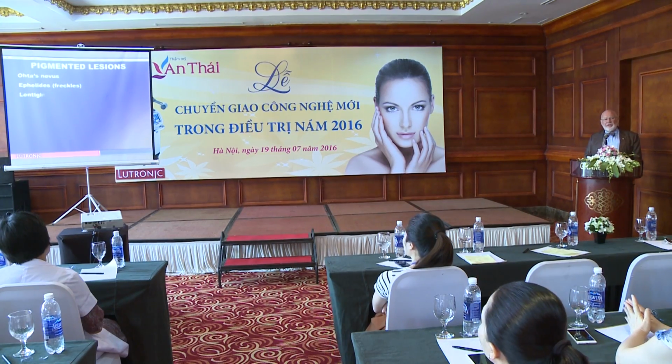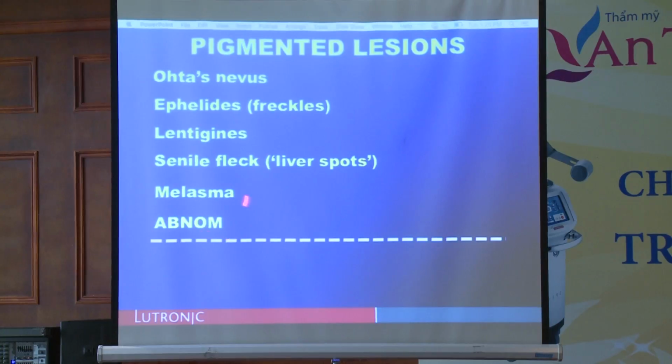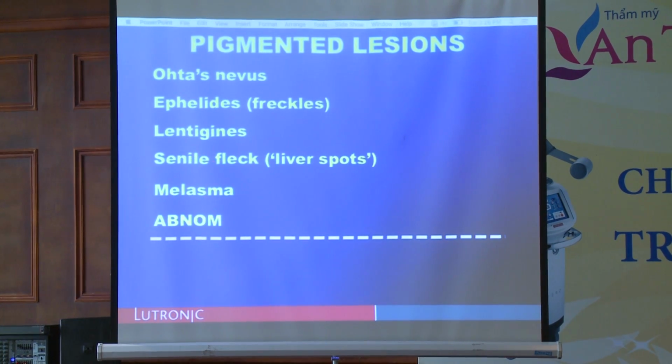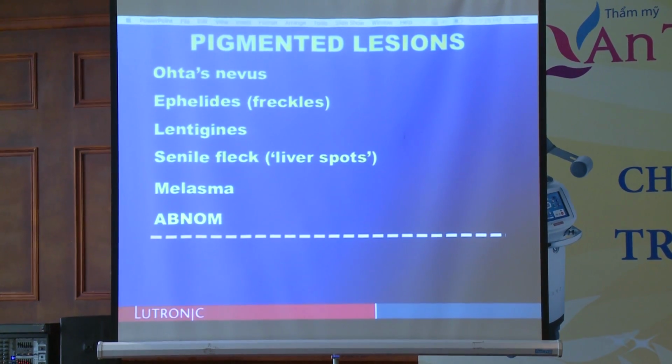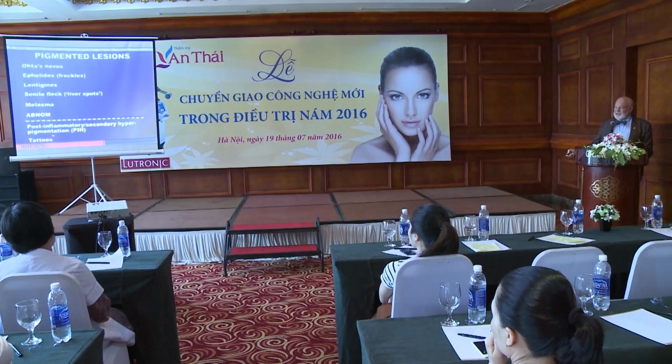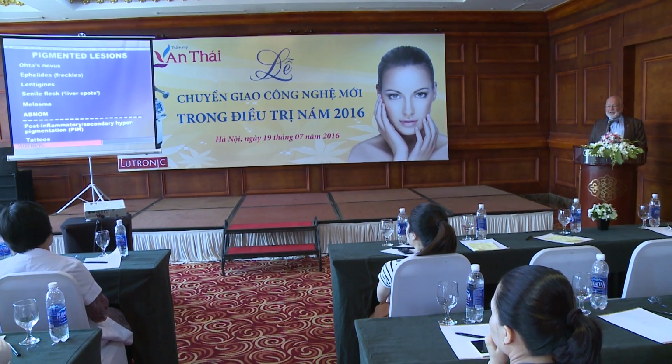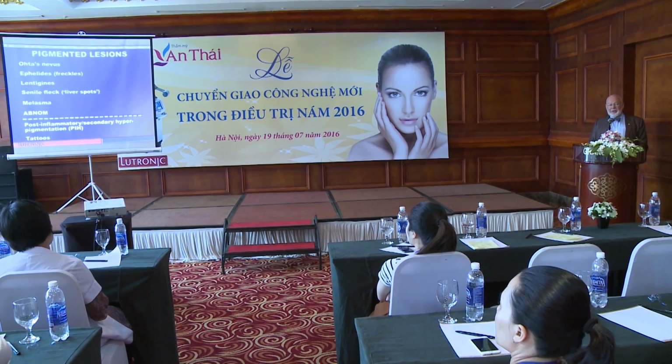So what are the pigmented lesions? All natural pigmented lesions which occur either at birth or later on in life. Other acquired pigmented lesions, we have post-inflammatory hyperpigmentation, or PIH, which occurs after damage. Tattoos, which people have inked into their skin. These are also pigmented lesions. Lentigines and liver spots, or senile flecks, occur only in the epidermis.